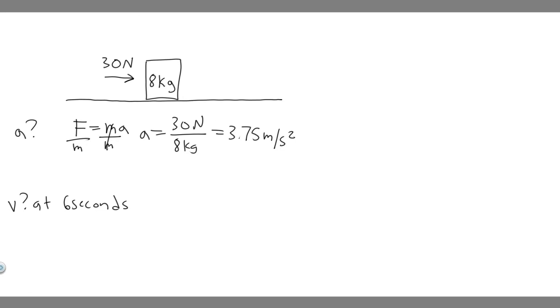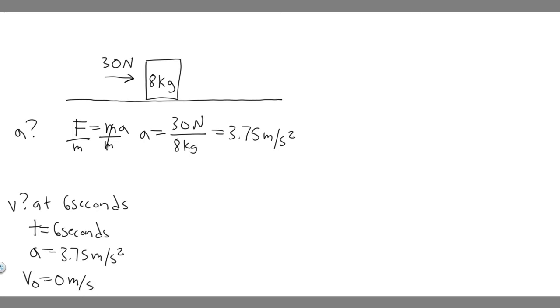Now let's do the second part. We're trying to find how fast it's going after 6 seconds. So we know the time is 6 seconds, and we also know the acceleration of the block, which is 3.75 meters per second squared. What else do we know? They tell us it's starting at rest on a frictionless surface, meaning the initial velocity is 0 meters per second, because it's not moving.